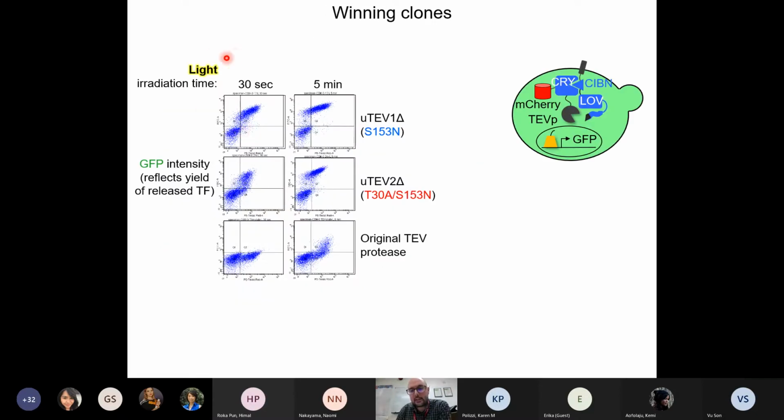Later, I did a side-by-side comparison of my favorite mutants. One of them has just one single mutation that has an incredible effect, and the other is a double mutant. I call them UltraTEF1 and UltraTEF2. When I compare them with the original TEF protease, you can see that in 30 seconds, the signal is very high. The signal is measuring the quantity of transcription factor that has been released, which is an indirect way to measure the activity, and in 5 minutes it is still much better.